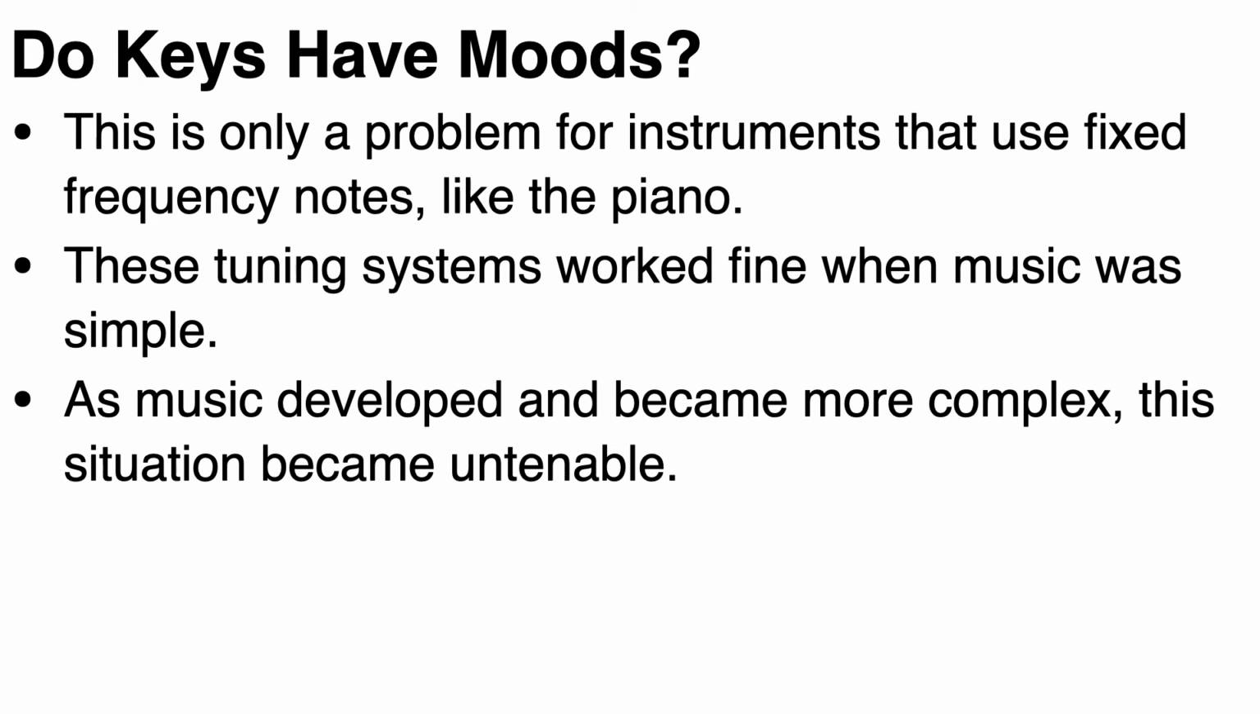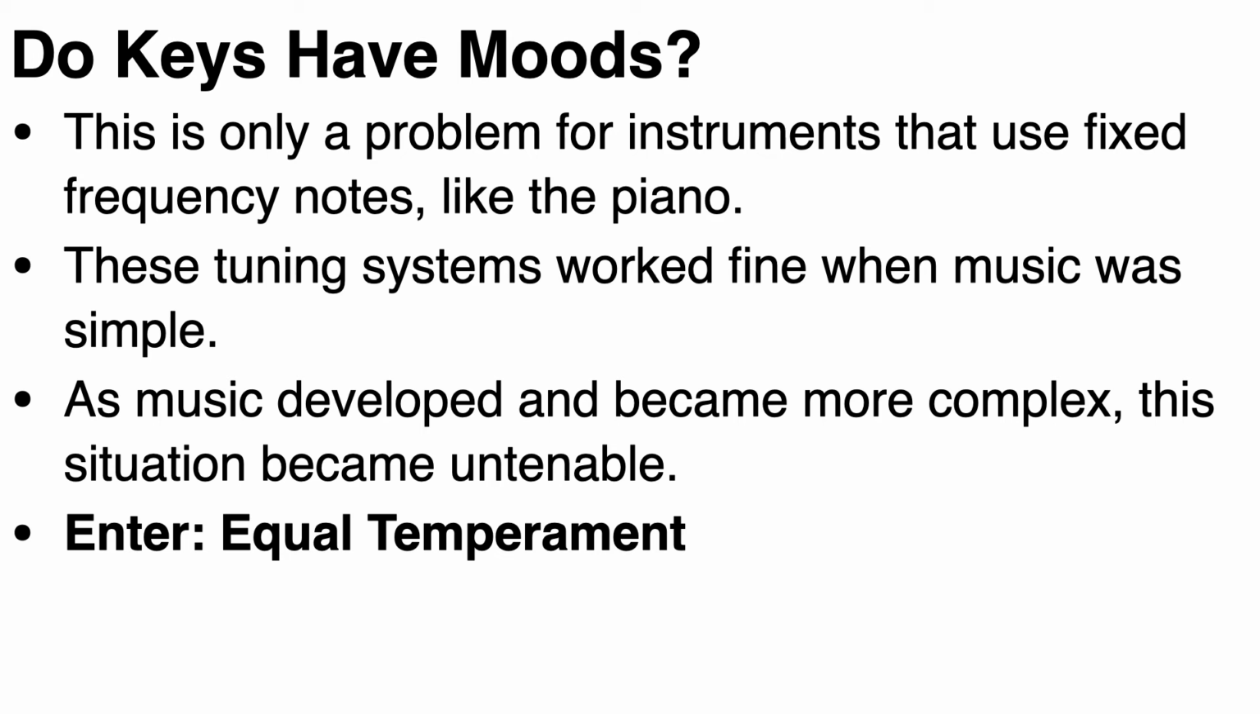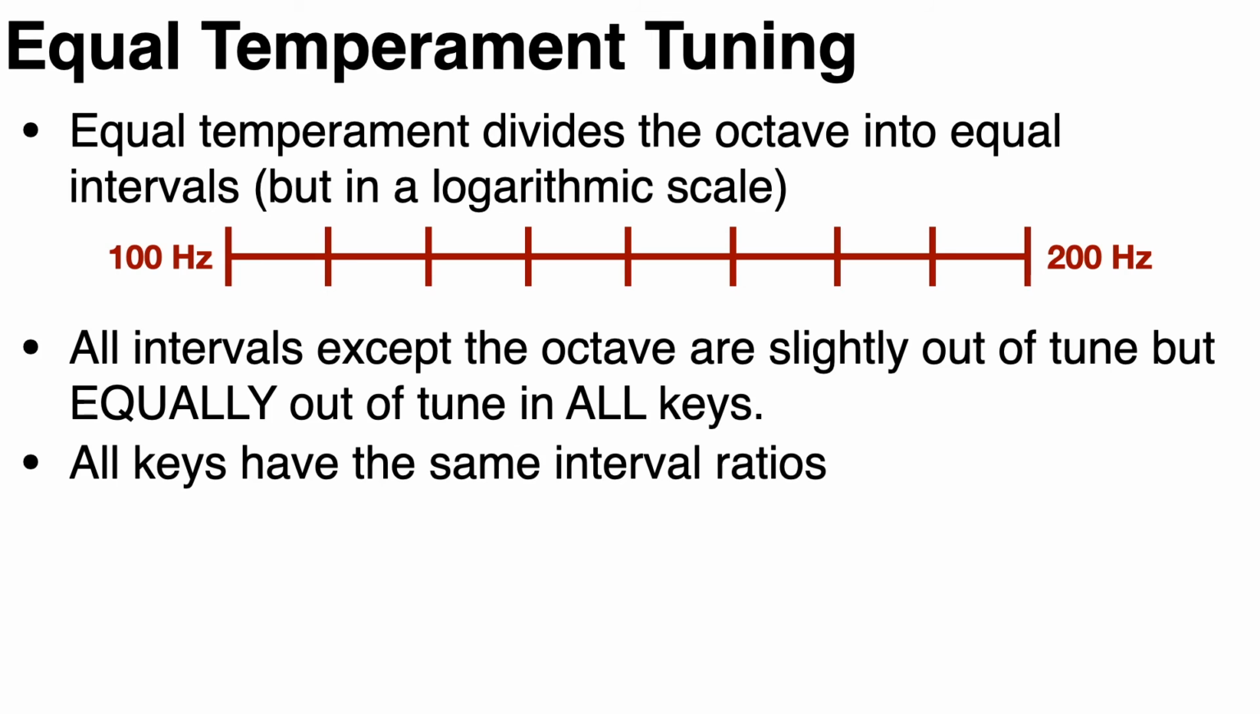So these tuning systems worked fine when music was simple, when it stuck to simple melodies with simple harmonizations and was in a single key. But as music developed and became more complex, this situation became untenable. This prompted the adoption of equal temperament. Equal temperament divides the octave into equal intervals. Though frequency is a logarithmic scale, it's easier to represent equal distance on a linear scale. Unfortunately, this meant that all intervals except for the octave are slightly out of tune.